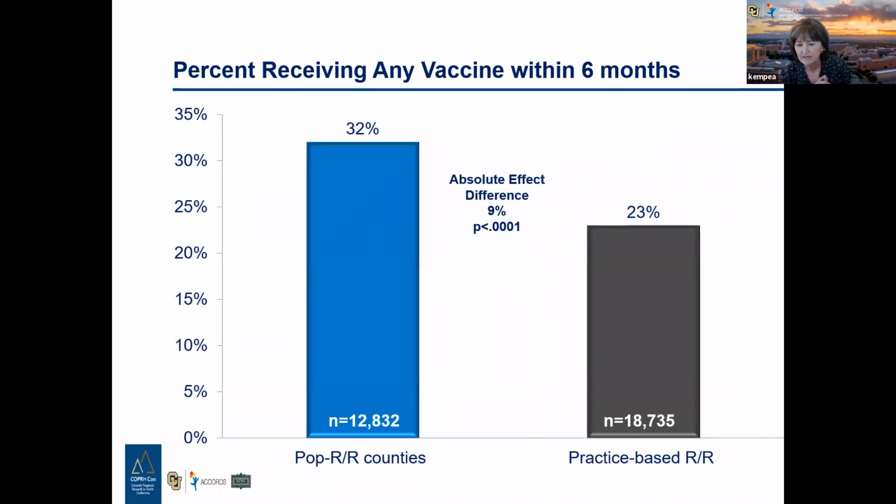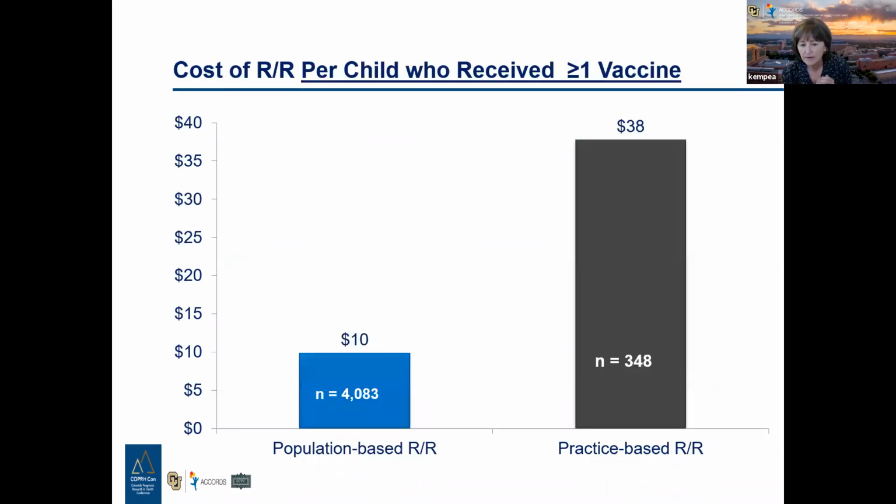And here's the outcomes data. The absolute effect differences were 9% higher in the population-based counties for the percent receiving any vaccine within 6 months. Next slide. And importantly, the costs were far lower in the population-based counties, $10 compared to $38 for the receipt of one or more vaccines. Next slide.